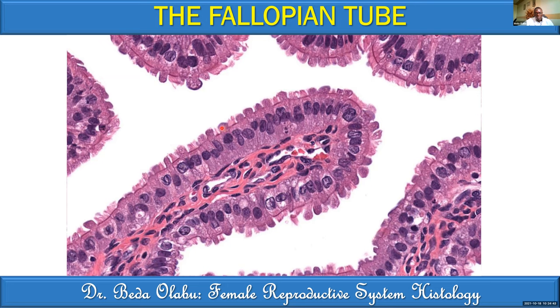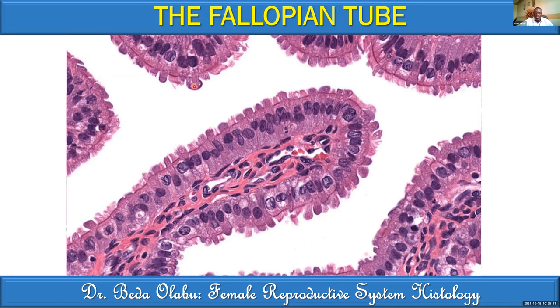But we also have cells which look like this. We call them peg cells, P-E-G. This one is a peg cell, compared with that one, a ciliated columnar cell. The peg cells are secretory cells, so they provide secretions. The secretions of the peg cells are rich in glycogen, so they are nutrient-rich secretions.